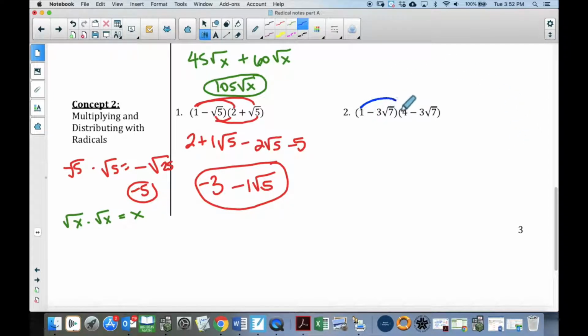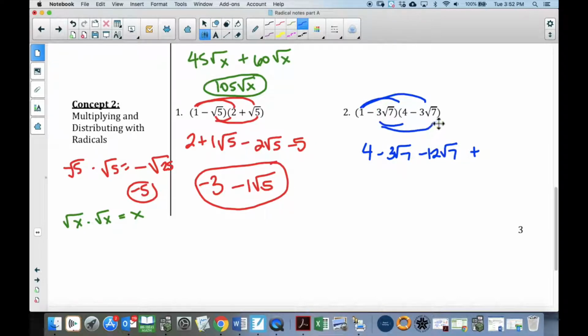Same process. We're going to multiply. And then again, we'll have to talk about, well, what happens when you multiply 3 radical 7 times 3 radical 7. And we'll get to that. But I'm going to go ahead and double distribute these. All right, so when I do that, I get 4 minus 3 radical 7 minus 12 radical 7.